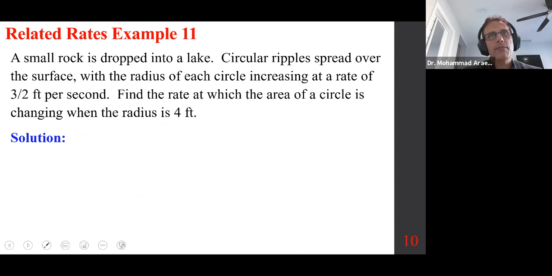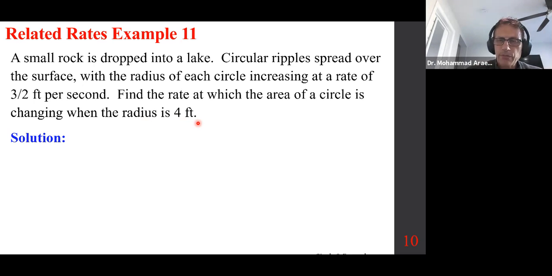All right. We're looking at a related rates problem. A small rock is dropped into a lake. Circular ripples spread over the surface with the radius of each circle increasing at the rate of 3/2 feet per second. We are interested in finding the rate at which the area is changing at a specific point when the radius is 4 feet. So we are looking at the following shape, a circle with respect to its radius.